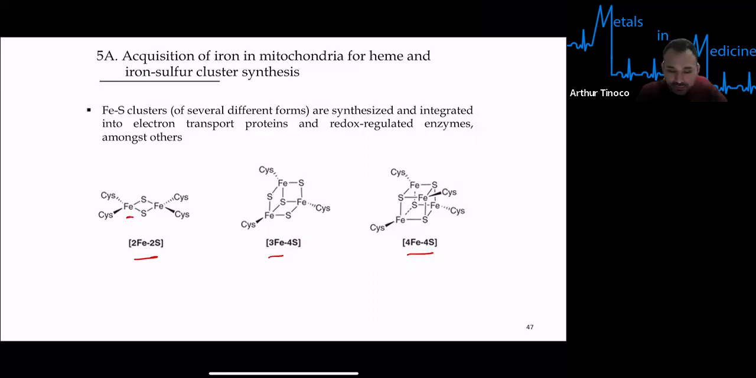And so you have here a 3-iron 4-sulfide cluster, and then the classical 4-iron 4-sulfide cluster, which is this cubane-type structure. The significance of these groups is that they partake in important roles of electron transport in proteins, and as a consequence can also be very important for redox regulation of enzymes.